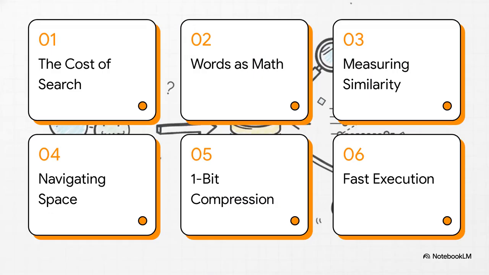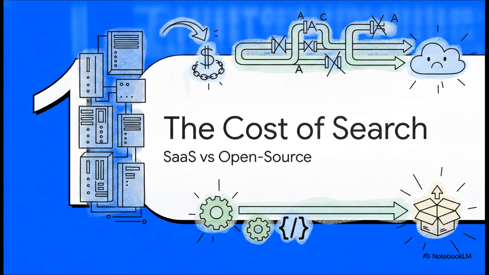Okay, here is our roadmap for today. We'll be covering the cost of search, words as math, measuring similarity, navigating space, Qdrant's one-bit compression, and finally, fast execution. Section 1. The cost of search.